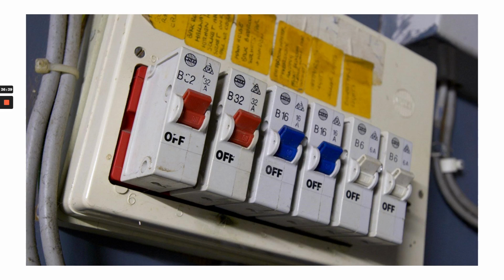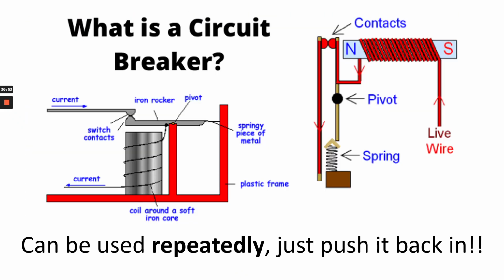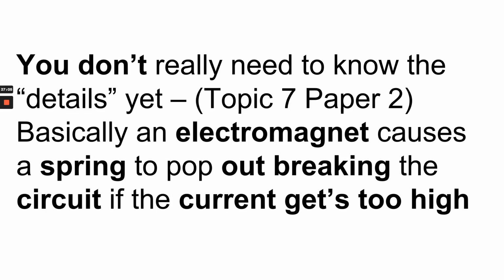This is where circuit breakers come in. Now, in your home this is called a fuse box, even though it doesn't contain fuses, it contains circuit breakers. And the thing is, they can be used again and again and again. You don't need to know the electromagnetism unless you're doing triple. All you need to know is if the current gets too high, it pops out, breaking the circuit. And if you want to use it, you just push it back in.